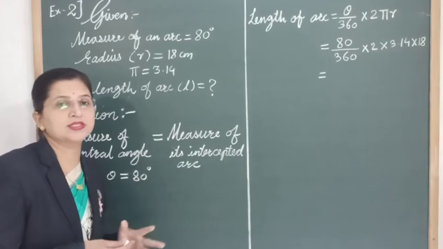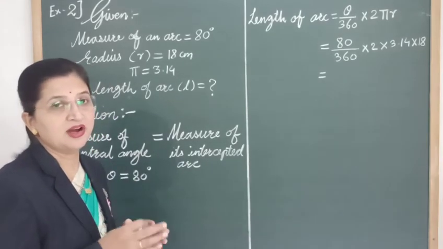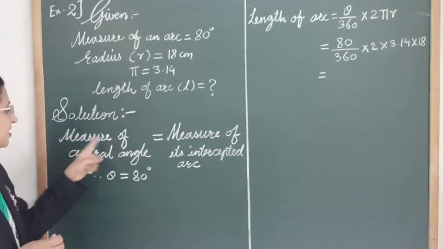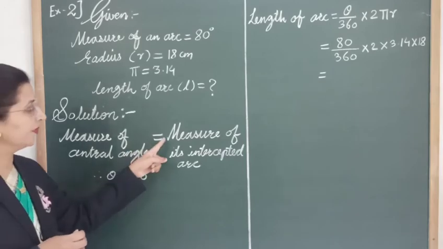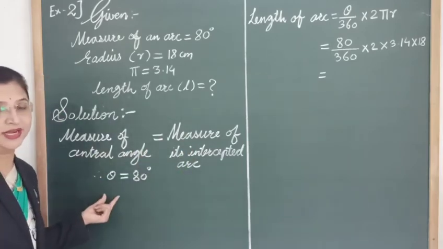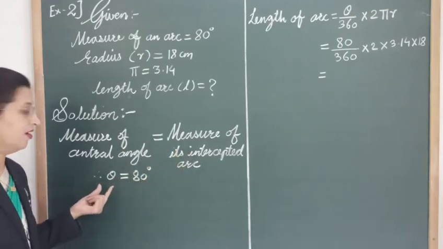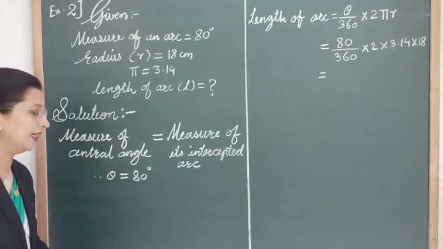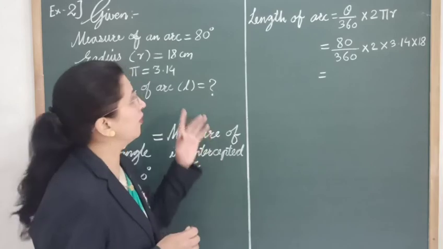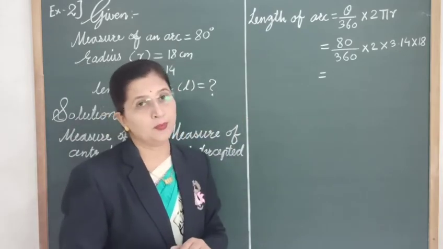Okay. So here also, instead of giving the measure of the central angle, we are given the measure of the arc. Okay. So let's first find the central angle. So the measure of the central angle is equal to the measure of its intersected arc. The central angle we denote by theta, and the measure of the arc is given as 80 degrees. So in this way, we got theta as 80 degrees. Okay. Now let's find the length of the arc. So we know the formula, length of arc is equal to theta upon 360 into 2 pi r.